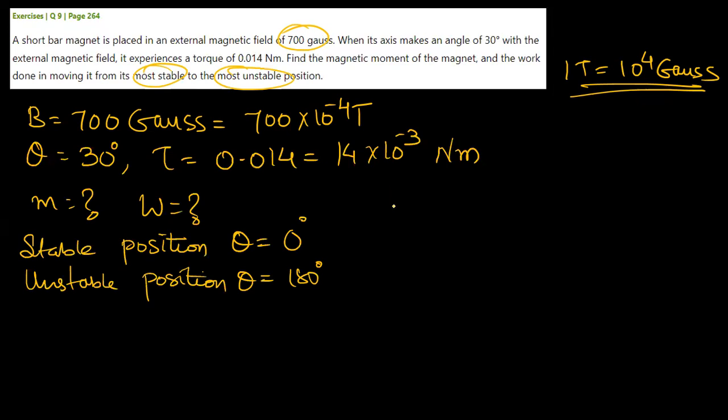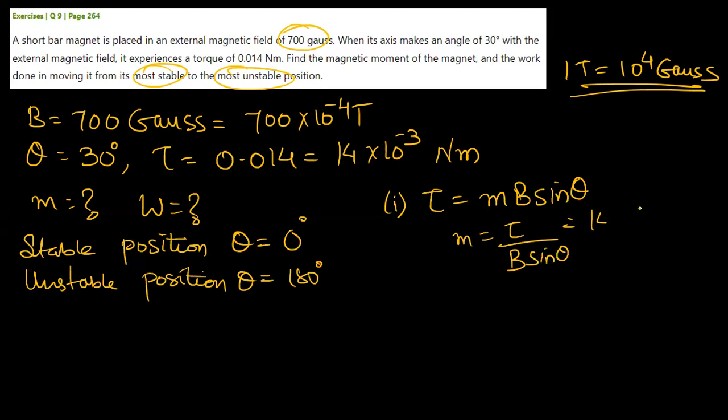First, let us find the magnetic moment. Torque is given by tau equal to mB sine theta. So m will be equal to tau upon B sine theta. That is 14 into 10 to the power minus 3 divided by the B value 700 into 10 raised to minus 4 into sine 30, that is half. When you solve this, the answer for the magnetic moment in this case will be equal to 0.4 ampere meter square.